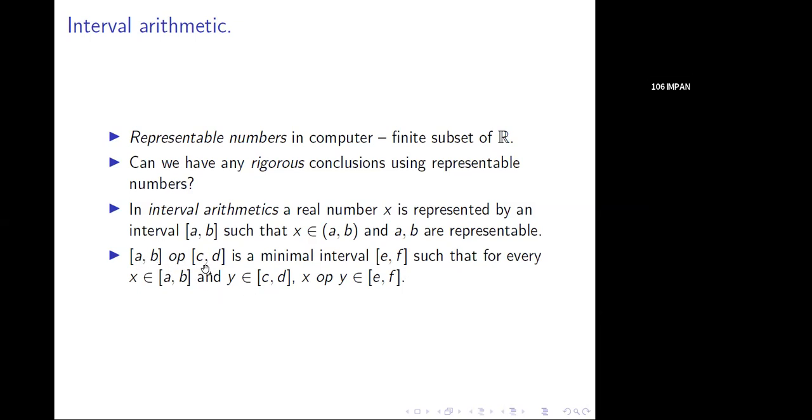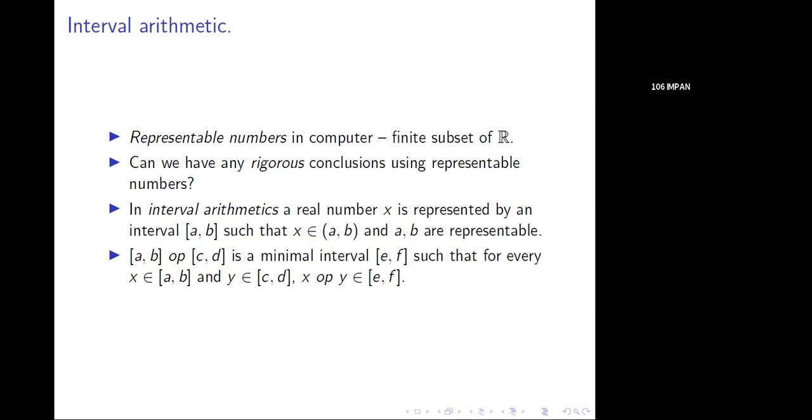So I'm taking A and C, I'm adding them. Not necessarily, there are almost never representable numbers. I'm taking just the largest representable number which is smaller than this sum. I'm doing a symmetric thing on the right-hand side in order to get F. In any case, after this arithmetic operation, I will get an interval that for sure contains the real value of this addition. So no matter which X from A to B I take, no matter which Y from C to D I take, X plus Y will be in my resulting interval. So I am enclosing it.